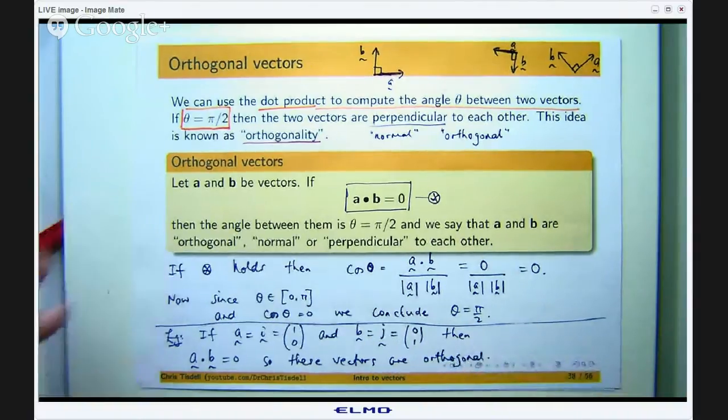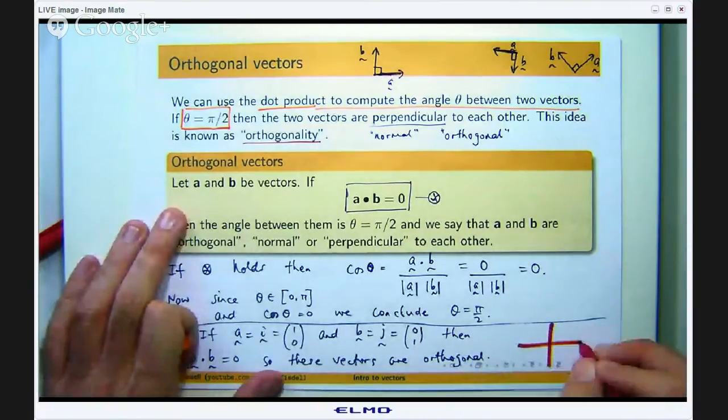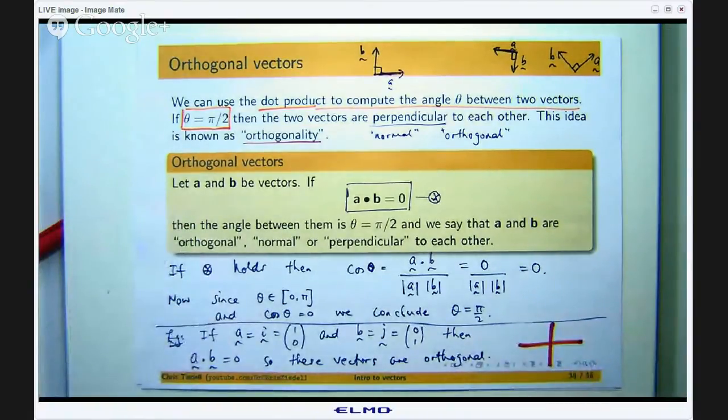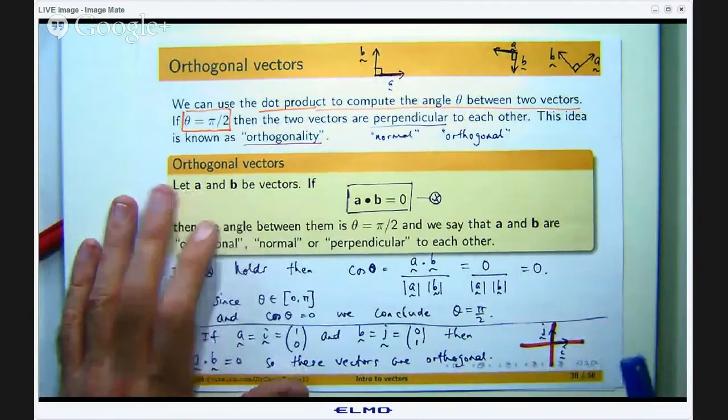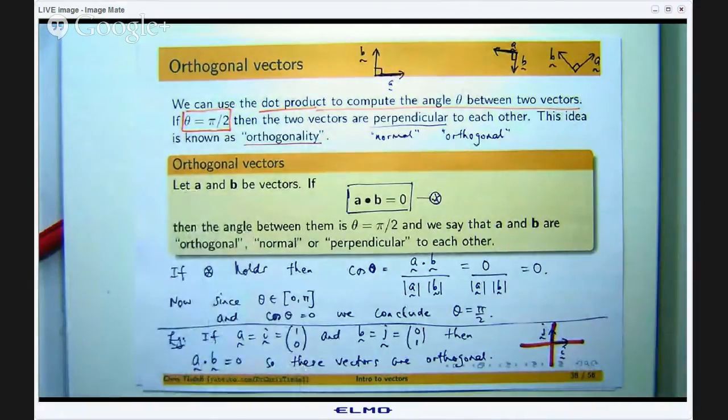Okay, and we know that anyway because we know how to draw in these vectors, right? The i vector is here, and the j vector is here. Well, I've drawn in the x and y axes here.